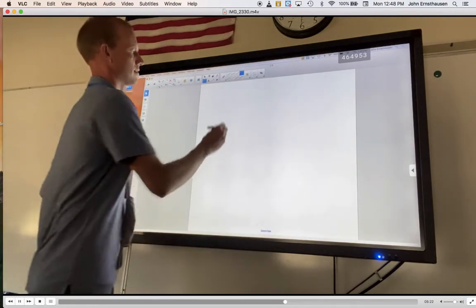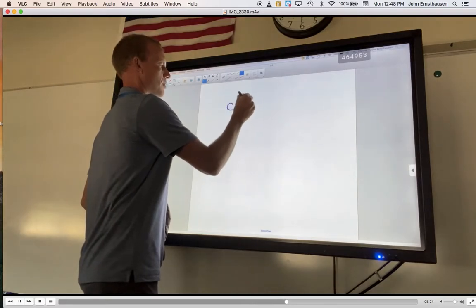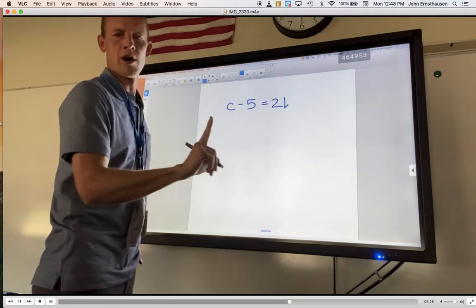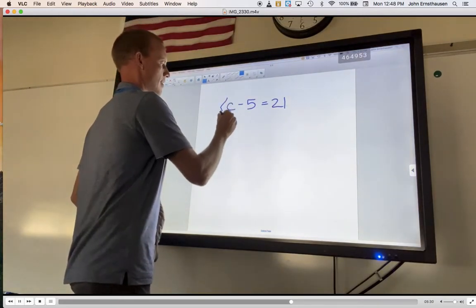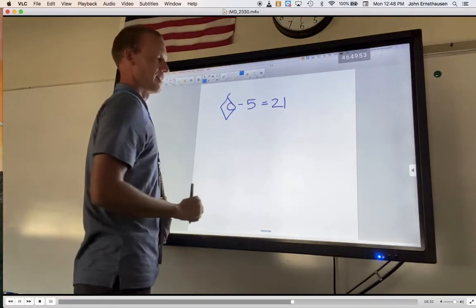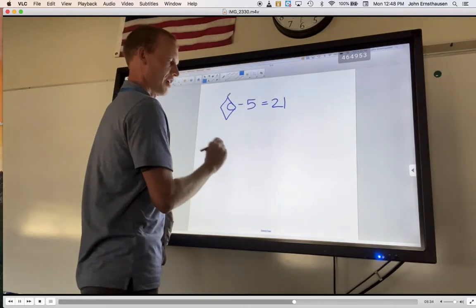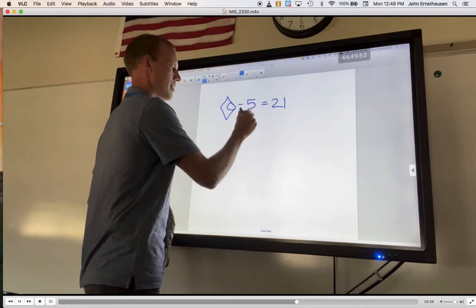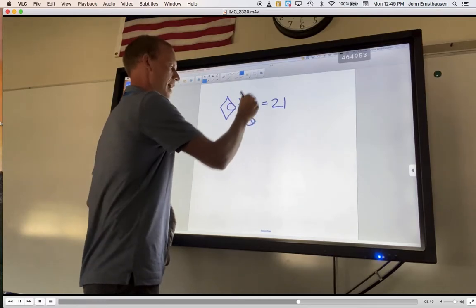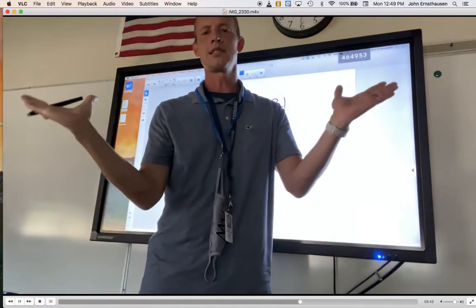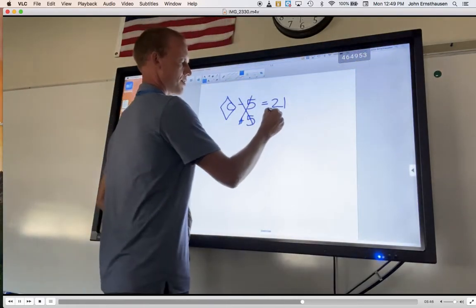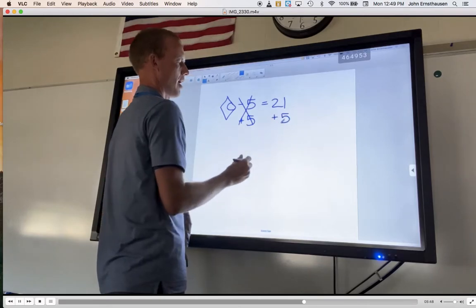So let's do a few of these, okay, step by step. So let's go c minus 5 equals 21. Okay, step 1, identify the variable. That's our diamond. We need to get rid of the sand. So we're going to do something called the inverse. Step 2, instead of subtracting 5, I am going to add 5. If I add 5 on one side, my scale just went like this, so I have to be consistent. This would be the addition property of equality.